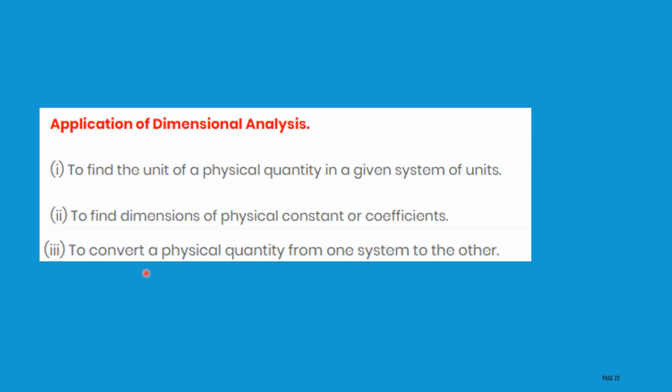Applications of dimensional analysis. First one, to find the unit of a physical quantity in a given system of units. To find the unit of a physical quantity, we can use dimensional analysis. Second one, to find the dimension of a physical constant or coefficient. To find the dimension of a physical constant or coefficient, we will use dimensional analysis. Then third one, to convert a physical quantity from one system to another system. You know, a physical quantity can be converted from one system to another system. For the conversion of a physical quantity from one system to another, dimensional analysis will help.